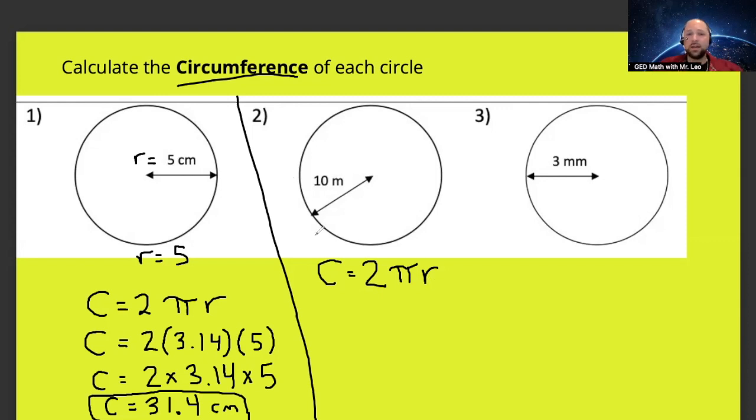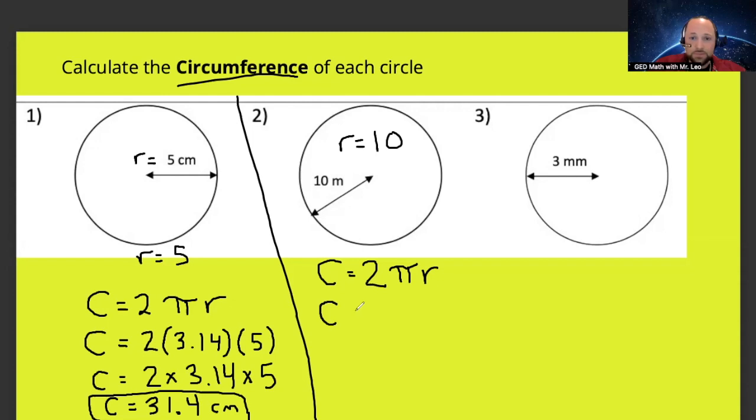Now, look at the diagram here. Sketch it in your notebook. What information have they given us? Well, this line segment, because it goes from the center to the edge, indicates that it's a radius. The radius is 10. Write that down clearly as a separate piece of information. R equals 10. So let's plug in what we know.